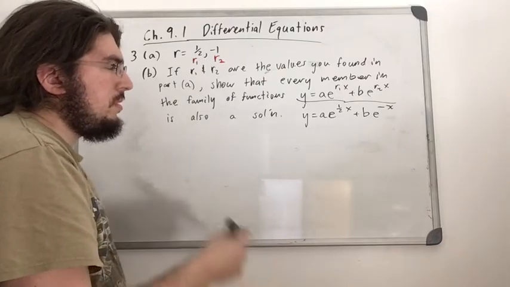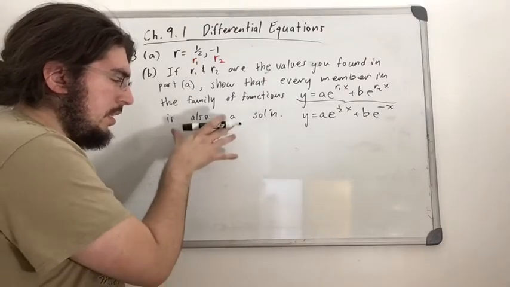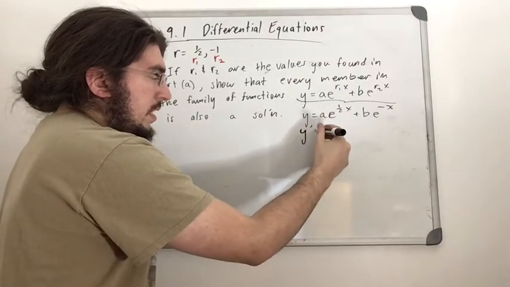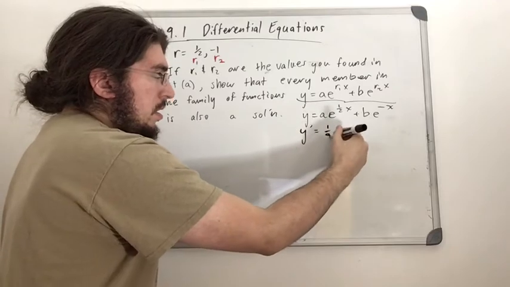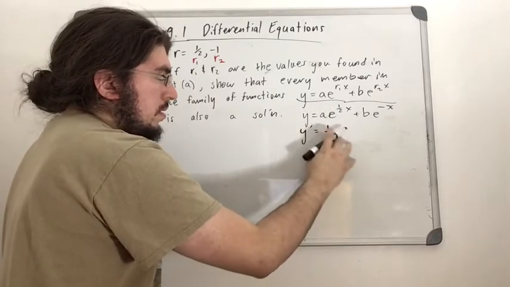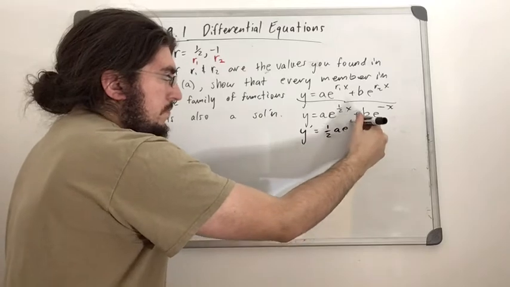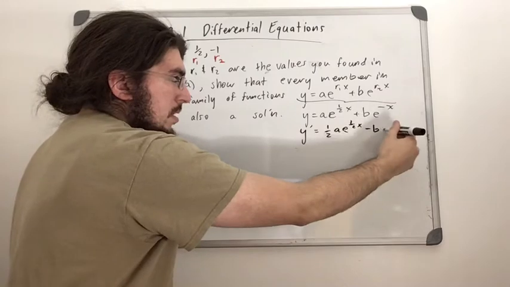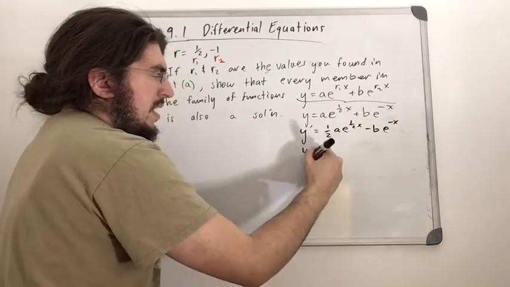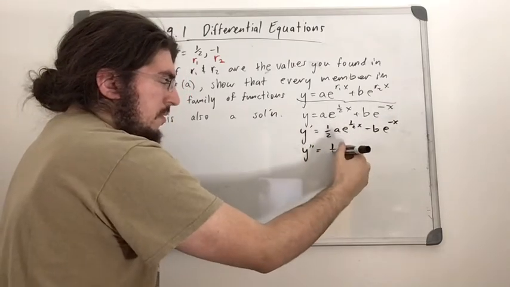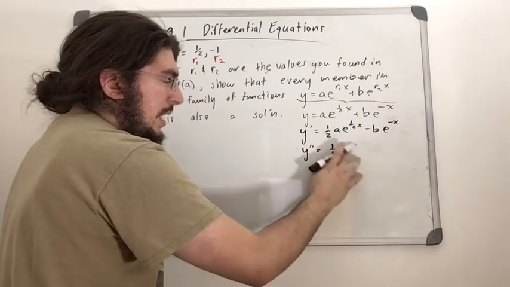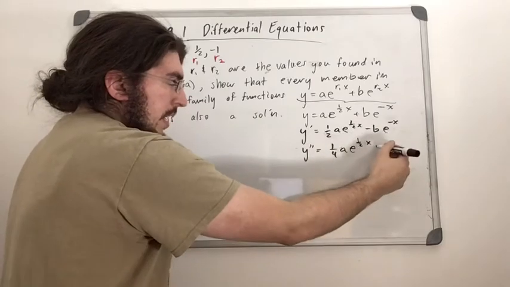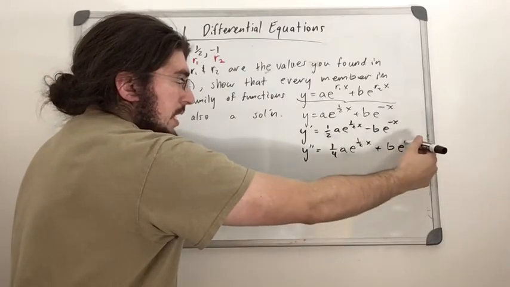So before we do it, let's find the derivatives. So this is the function. Its derivative is, well, 1/2 comes down. Same thing for the second term, the negative comes down. Now second derivative, another 1/2 comes down for the first term, so that's 1/4 a e to the 1/2 x. Good. Another negative comes out, so finally it makes it positive, b e to the negative x.